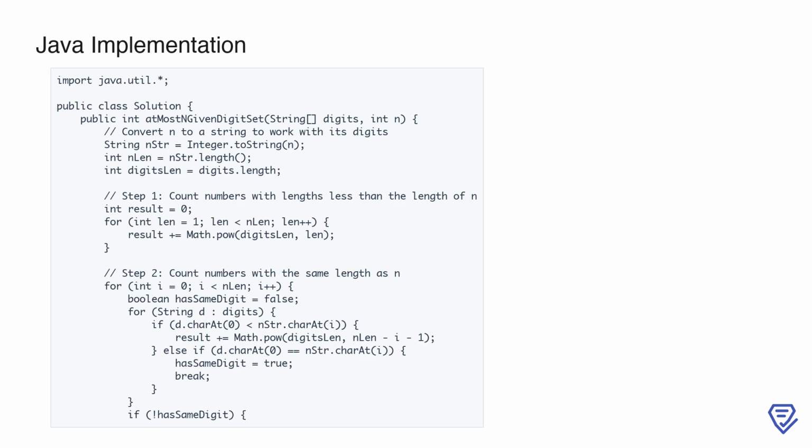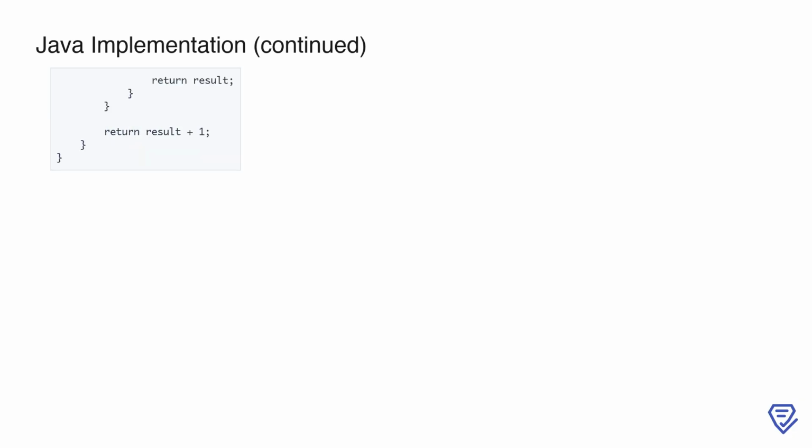For each digit in n, if a digit in our set is smaller, we add all possible combinations of numbers that can be formed with the remaining positions. If we find a digit in the set that matches the current digit of n, we mark it as a candidate to proceed further. If no matching digit is found for the current position, we know that it's impossible to form a valid number, so the current result is returned immediately. Otherwise, the loop continues to check subsequent digits of n to account for all numbers that are valid.